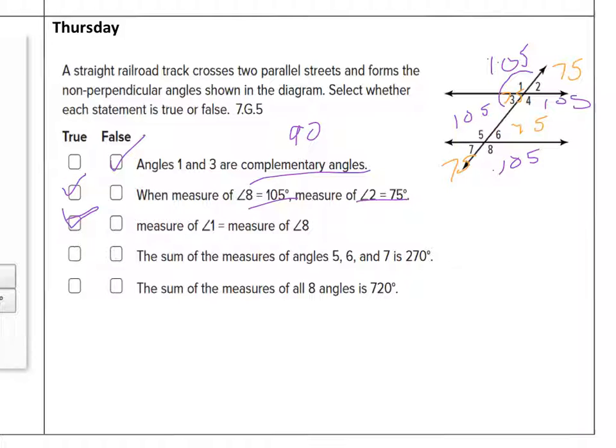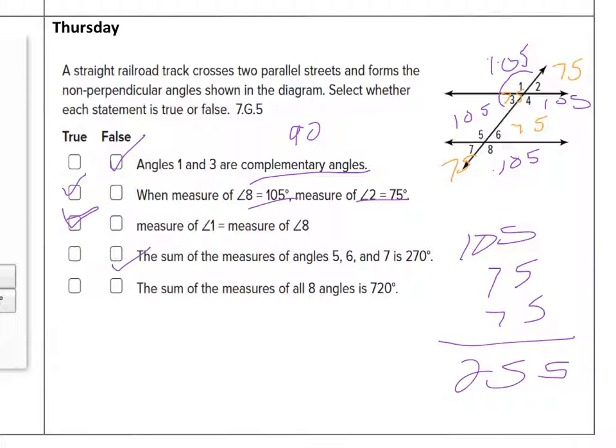And then for the fourth one, the sum of the measures of angle 5, angle 6, and 7. So angle 5 would be 105, angle 6 is 75, and then angle 7 is also 75. So once I add all that up, it actually gives me 255. So that statement would be false.